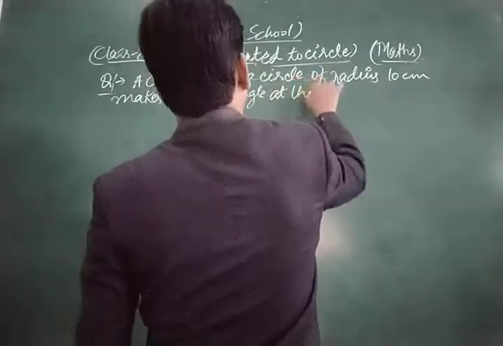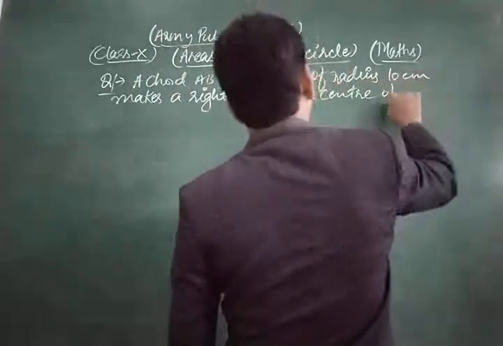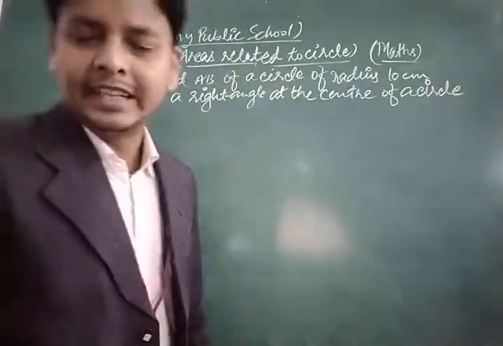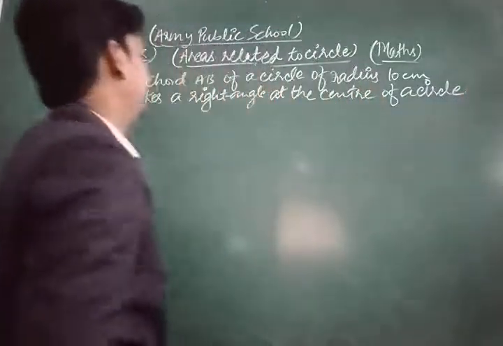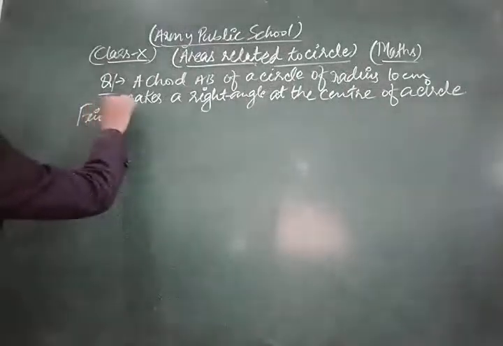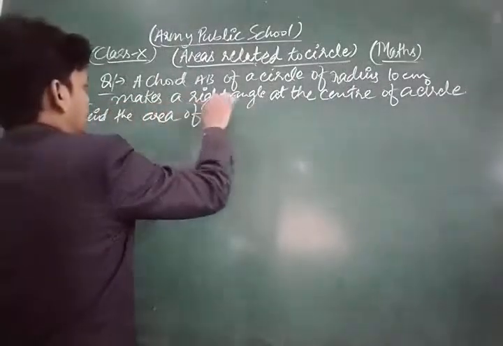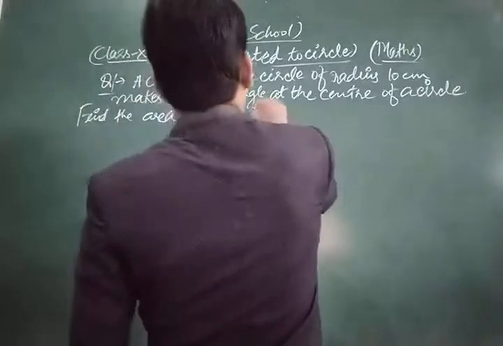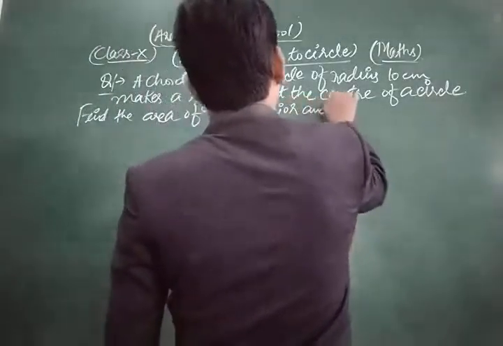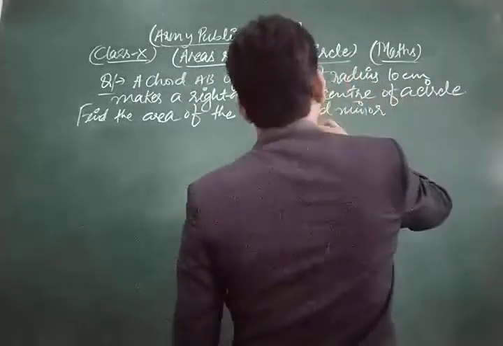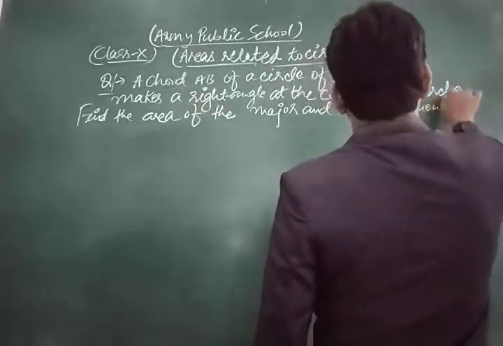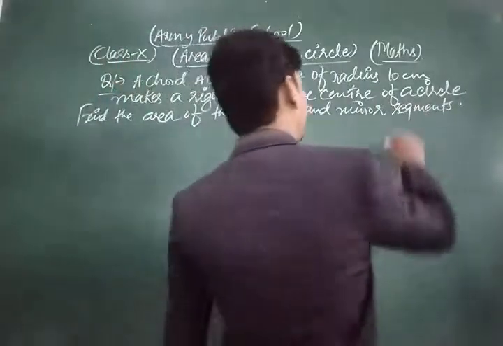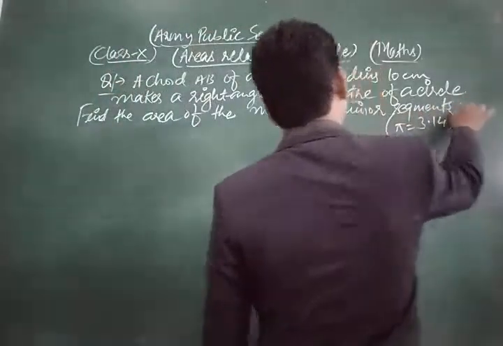At the center of a circle. Find the area of the major and minor segments, and take the value of pi as 3.14.